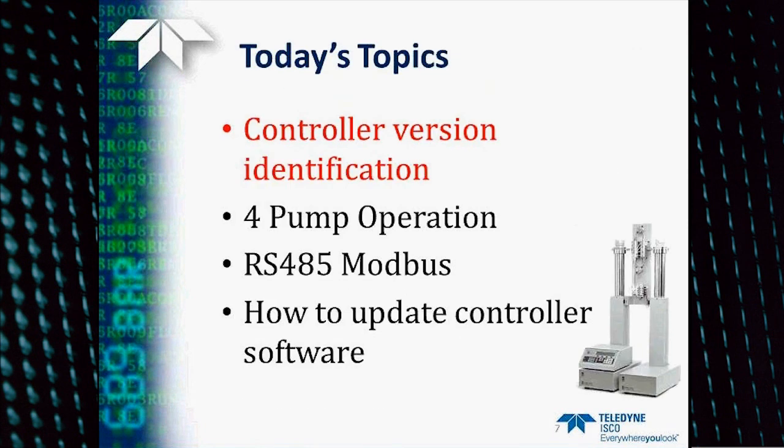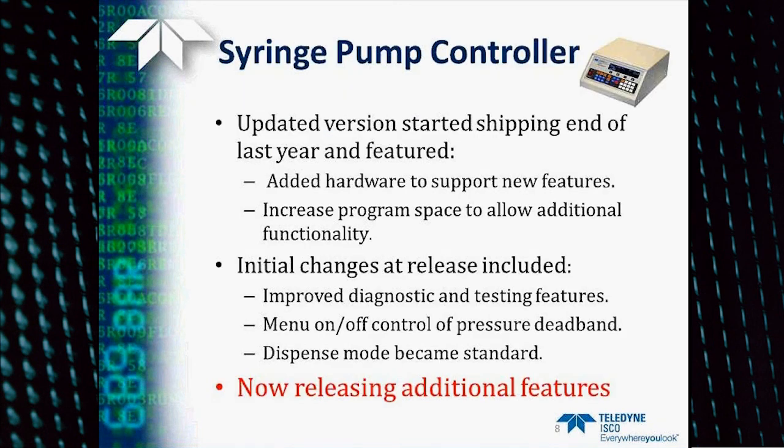So on to today's topics. First thing we're going to talk about is the controller version identification. Starting about the end of last year, we started shipping a new controller version. This version of the controller added hardware to support new features down the road and also increased the programming space to allow us to add additional functionality to the controls.